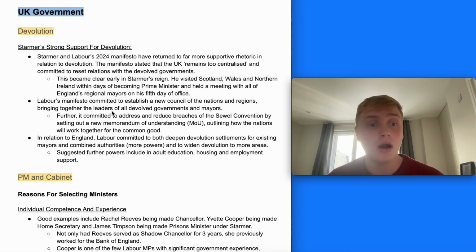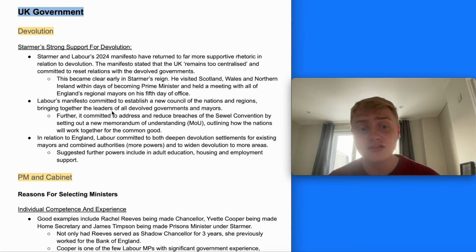He visited Scotland, Wales and Northern Ireland within days of becoming PM and had a meeting with all of England's regional mayors on his 5th day of office. Labour's manifesto committed to establish a new council of the nations and regions of the UK, bringing together the leaders of all devolved governments and mayors, and it committed to address and reduce breaches of the Sewell Convention, which had happened under the Conservatives.